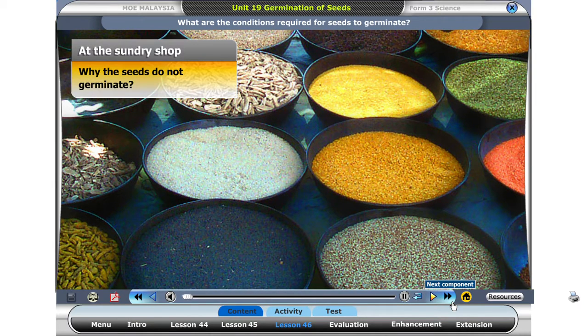This is a common sight in our sundry shops. Look at the various types of seeds sold. These seeds could have been stored for many years. Why don't the seeds germinate?